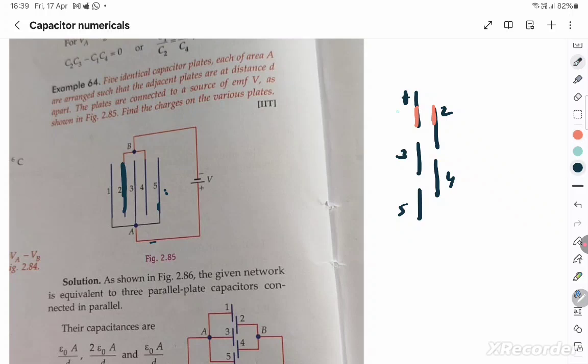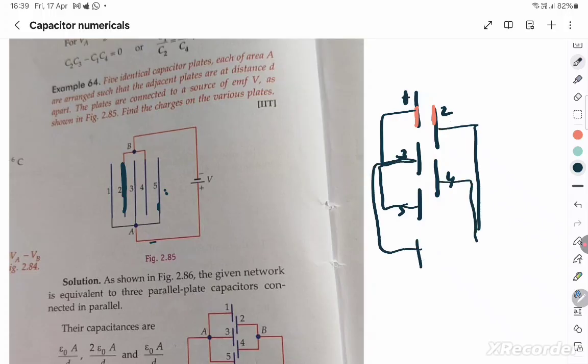Coming back to this, these are all at a positive potential, and these two are at a negative potential, and it goes on like this. And the question is: five identical capacitors, each of area A, are arranged such that adjacent plates are at a distance d apart. Okay, separation is d. The plates are connected to a source of voltage V. Find the charges on various plates, the charge on individual plates.